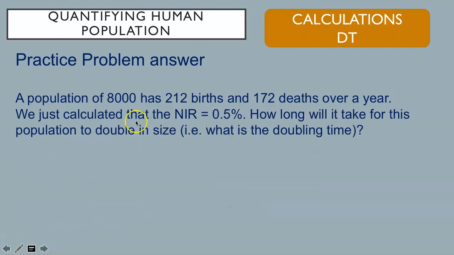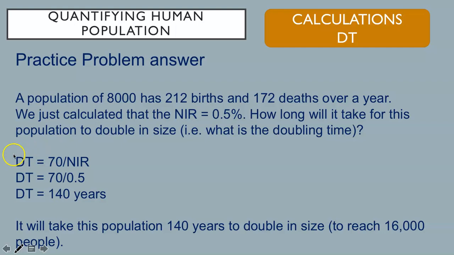Taking the same practice problem where we just calculated NIR to be 0.5%, how long will it take for this population to double in size? I.e., what is the doubling time? Stop the movie and work out the calculations. Remember the formula for doubling time.